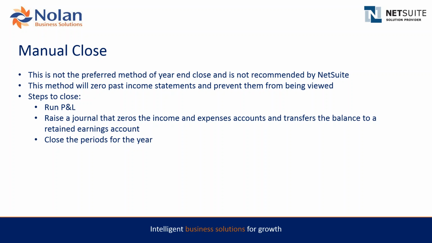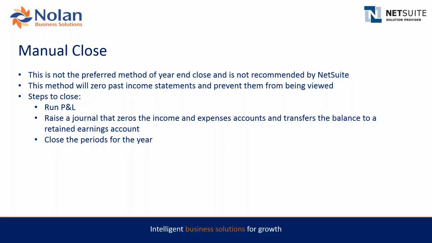So if you are to run a manual close in NetSuite, you'd run your P&L, you then raise a journal that zeroes out the income and expense accounts and transfers the balance to a retained earnings account, and then you'd actually go through and close the periods here. Because obviously if you close the periods before trying to run your journal, you wouldn't be able to, because once you close the period, you can't post any transactions to it. So I'm just going to say again, this is not the preferred method of year-end close in NetSuite.